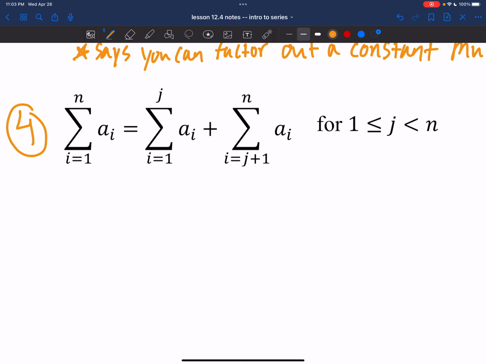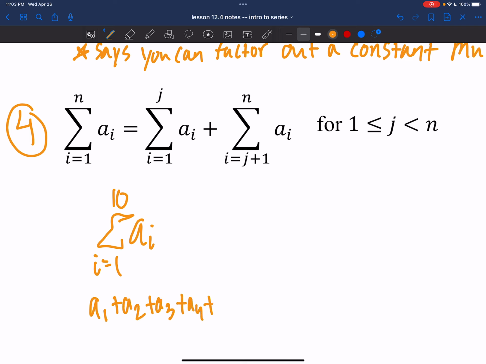And then this last one, I put this rule here because I wanted to, but if you don't get this right now, it's okay. It basically just means you can split up a series in any way you like. So let's say I have the series of a sub i where i equals 1 to 10, right? That means you are adding a1 plus a2 plus a3 plus a4 plus ... to a sub 10, right?